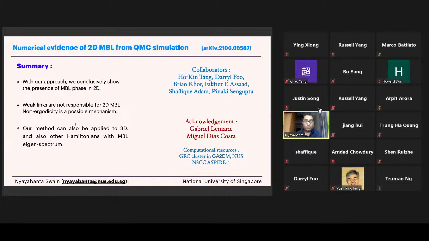Just to conclude, with our combined quantum Monte Carlo and ESC approach, we conclusively show the presence of MBL in 2D. As I mentioned, the weak links are not responsible for the 2D MBL; rather, it might be the non-ergodicity, which is a more plausible mechanism. Just to highlight, this method can also be applied to 3D and to study different Hamiltonians.